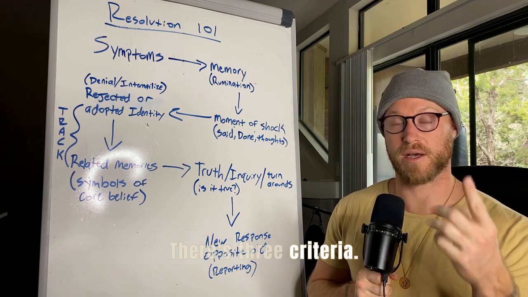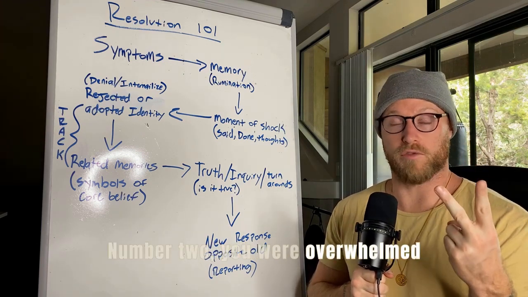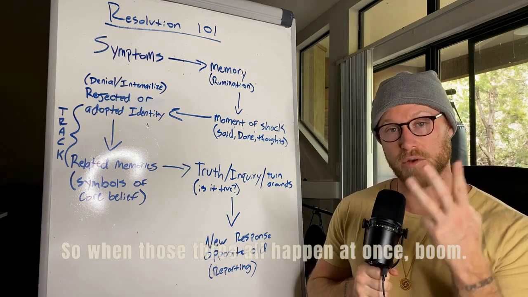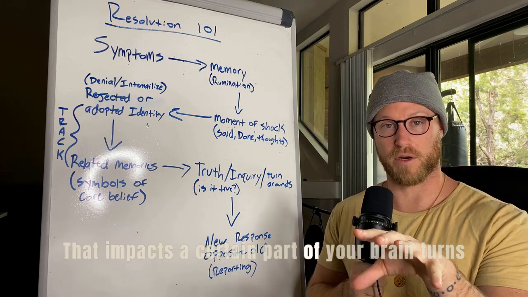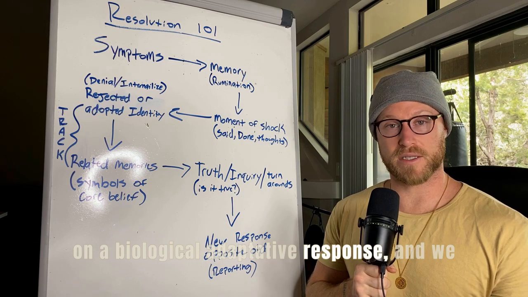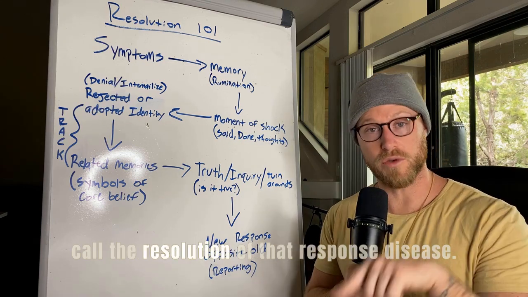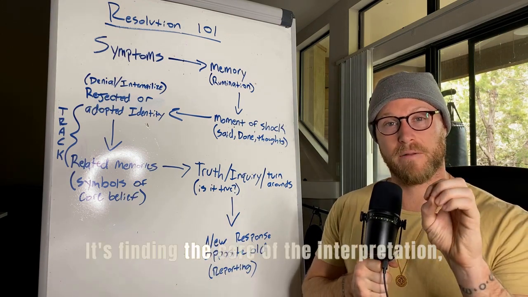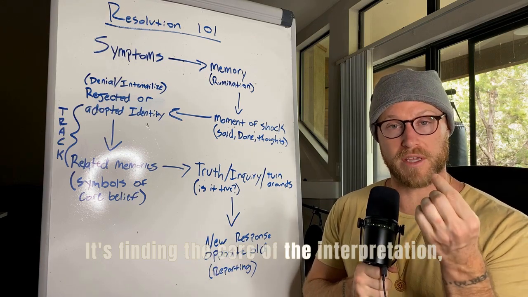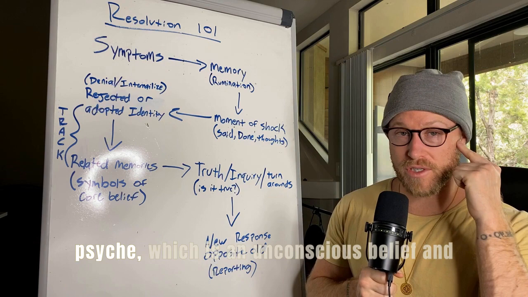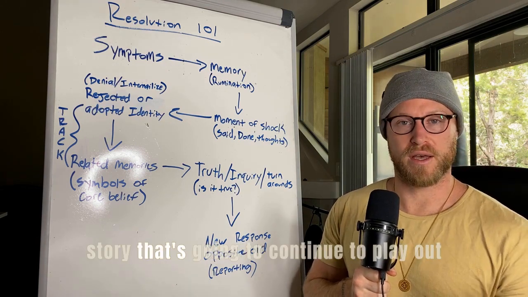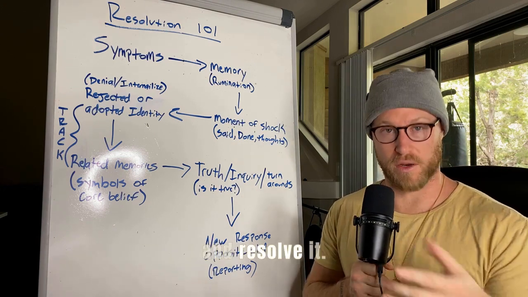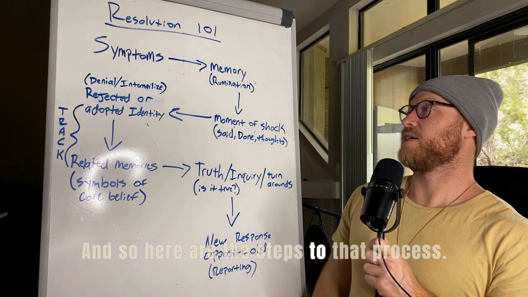Again, there's 3 criteria. Number 1, you were caught off guard. Number 2, you were overwhelmed and shocked and frozen in a sense. And number 3, you were isolated. So when those 3 all happen at once, boom, that impacts a certain part of your brain, turns on a biological adaptive response, and we call the resolution of that response dis-ease. So what is resolution 101? It's finding the core of the interpretation mechanism, which is your psyche, which is an unconscious belief and story that's going to continue to play out memory after memory, experience after experience, until you bring awareness to it and resolve it. And so here are the steps to that process.